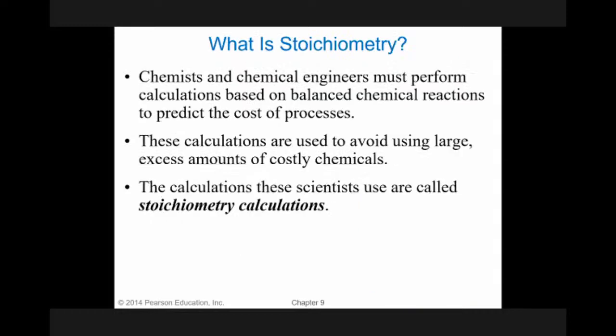All right. Chemists and chemical engineers, I'm both of those. I'm a chemist first before I became a chemical engineer. All right. So I'm both. Chemists and chemical engineers must perform calculations based on balanced chemical reactions to predict the cost of processes. The chemical engineer, dollar sign is the thing. We go after the dollar. Dollar is number one, making money. In chemical engineering, it's all about making money. We amplify, we make things bigger, and we build factories and manufacture things to make money.